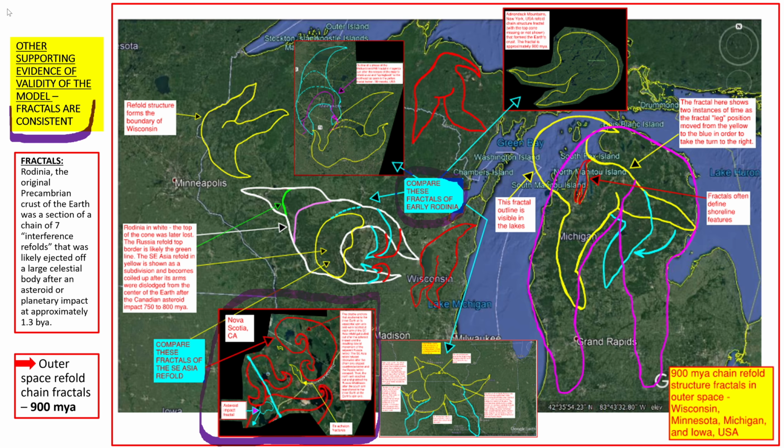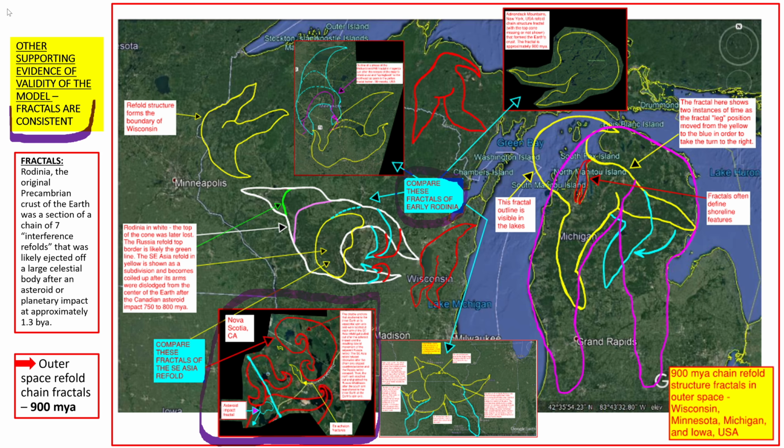So what I'm circling now is a fractal from Nova Scotia. It's around 670 million years ago, after the asteroid impact in blue, which you can see below. After that asteroid impact happened, the chain structure of the subdivided refolds there that are crescent moon shaped got pulled, and tectonics began.